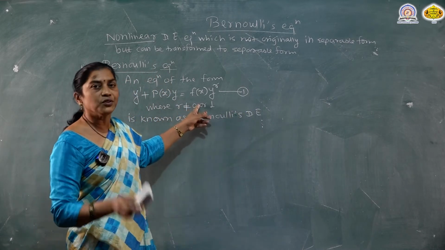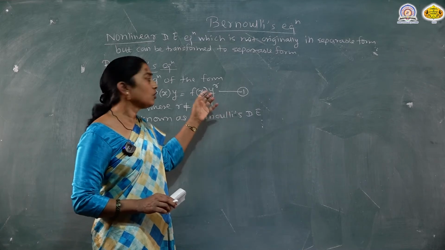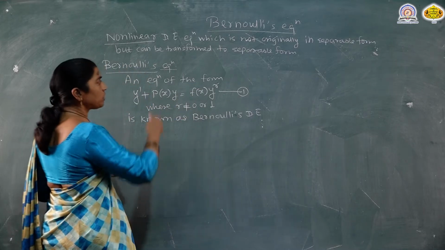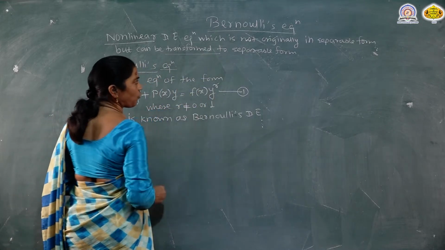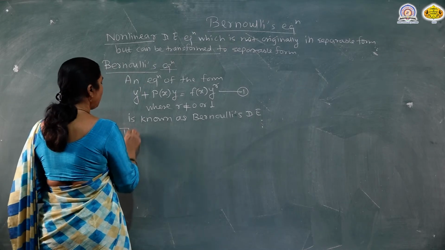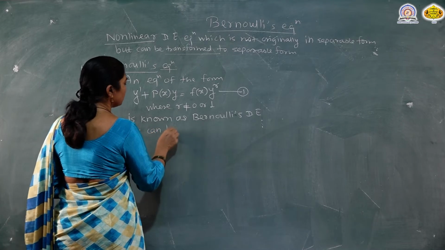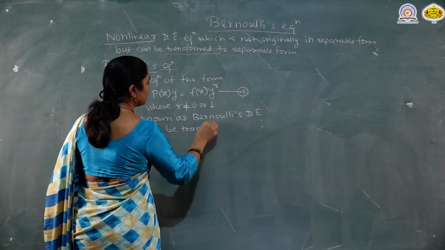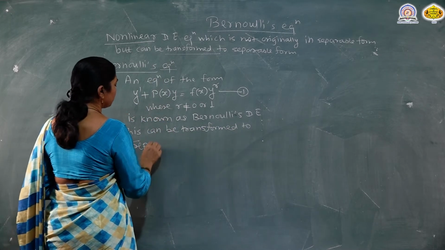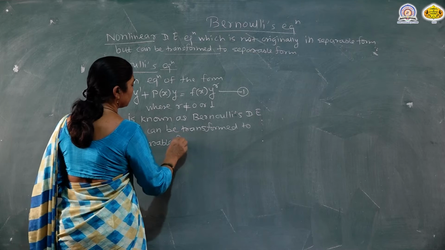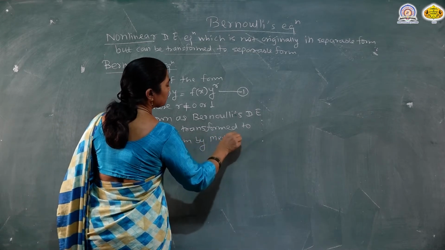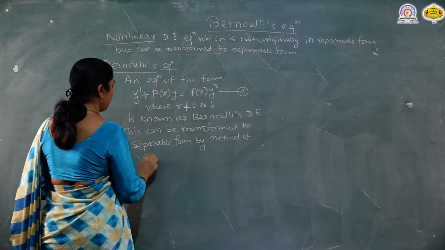Now observe that this equation is not in variable separable form. So we are going to transform this to separable form using the method of variation of parameters.